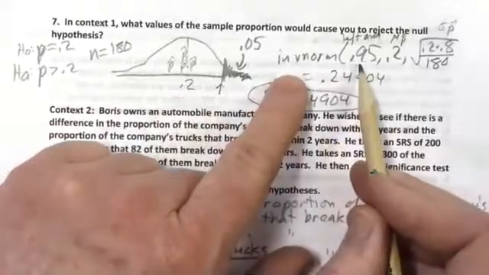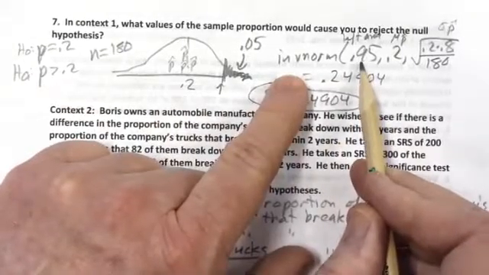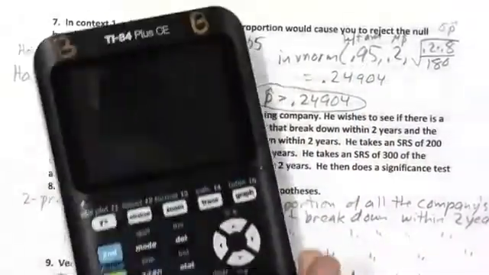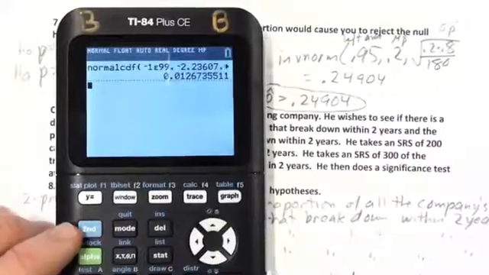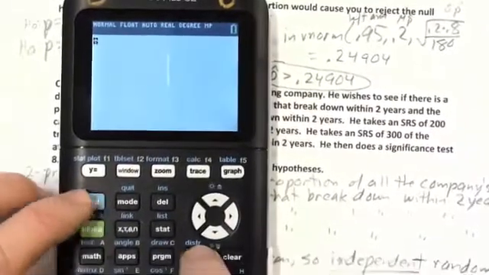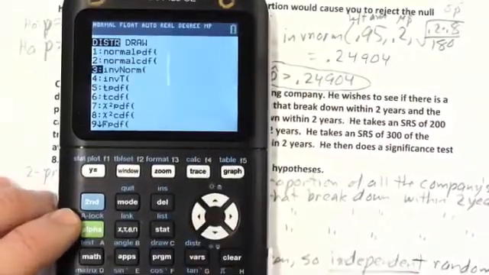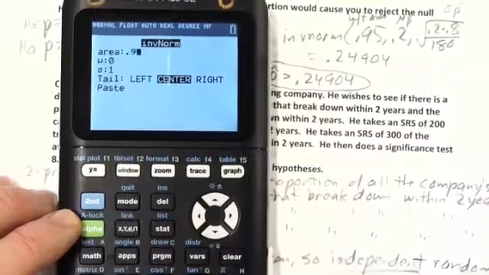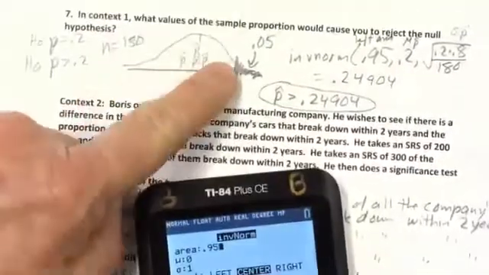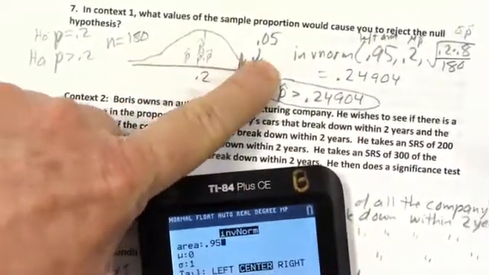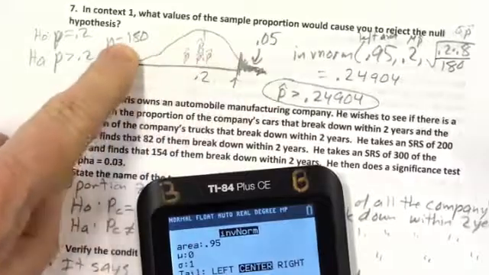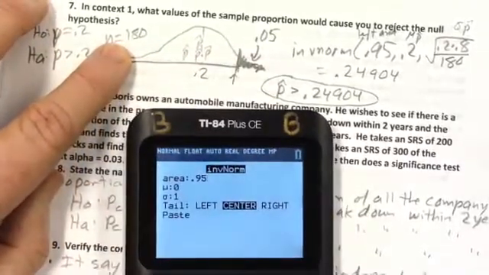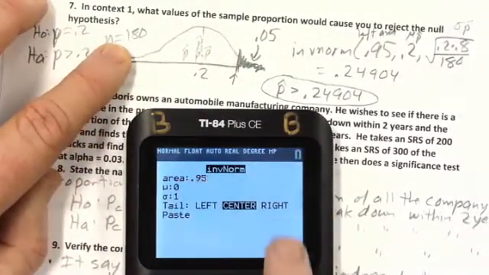and that is inverse norm. So inverse norm with 0.95. And so you remember inverse norm on your calculator. So if you do second vars, which is distribution, inverse norm, and we enter 0.95, which is the area that's to the left of this. See, if 0.05 is above it, it means 0.95 is below it. And I tend to always use the left area. You could do right area here with 0.05, by the way.